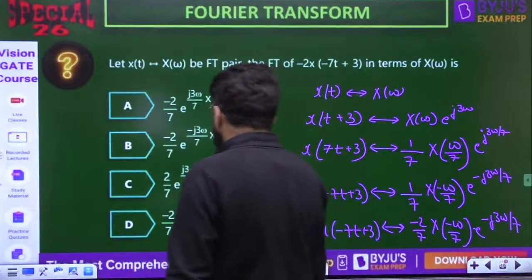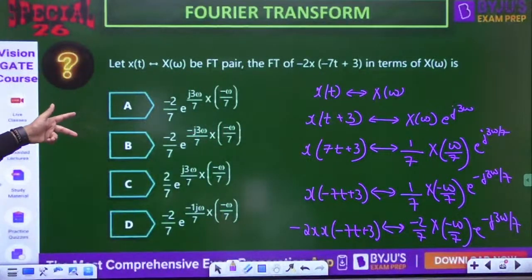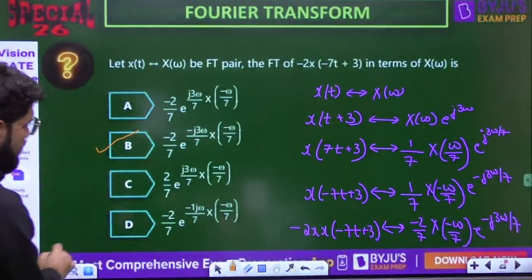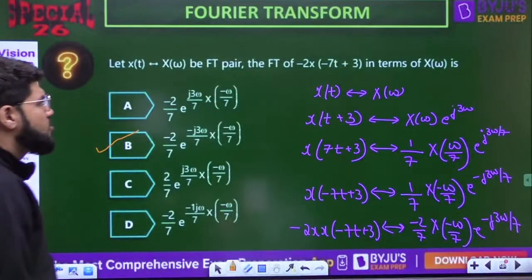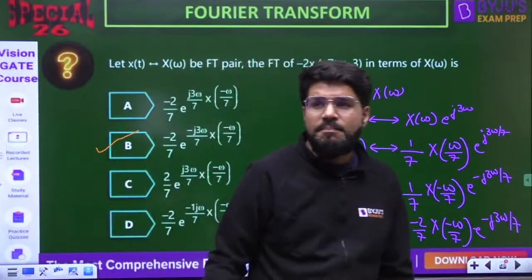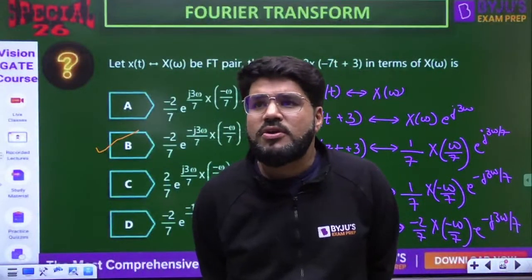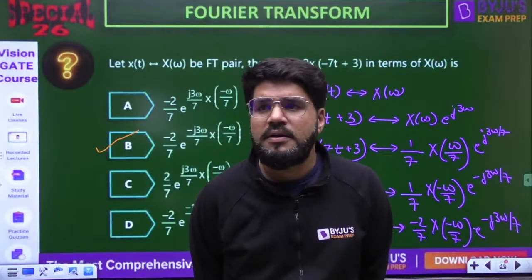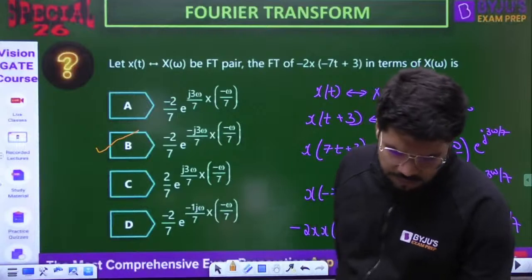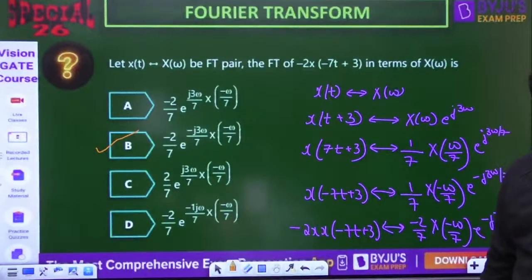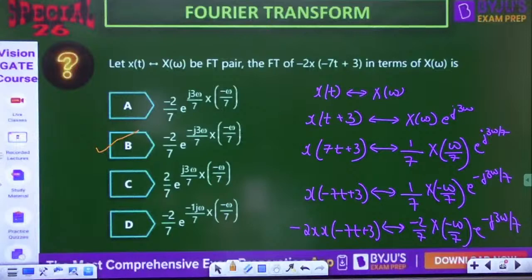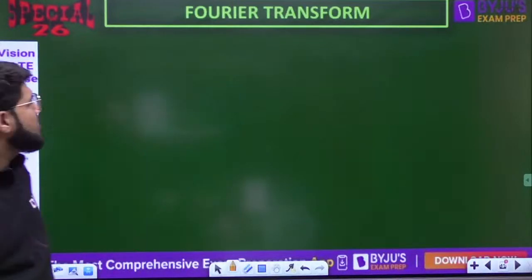Start checking your answers. So -2/7 X(-omega/7) e^(-j3omega/7). Option number B. Perfect, yes, it is option number B. B is correct. Correct: Kumar, Gajendra, Akansha, Meghna, Ankit Kumar, Nani. B will be the absolutely correct answer, no doubt. Next question then.